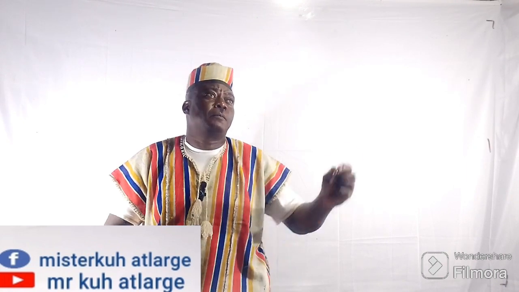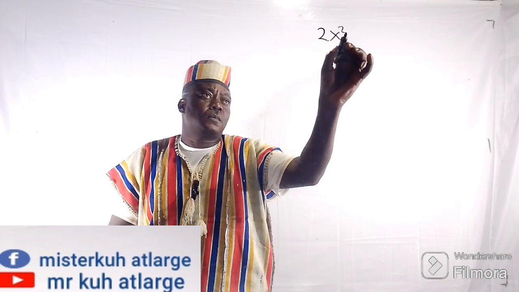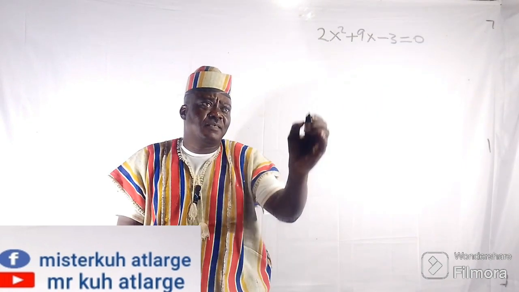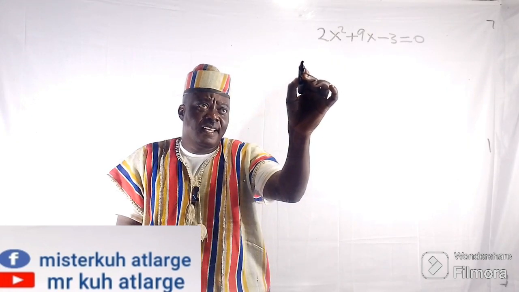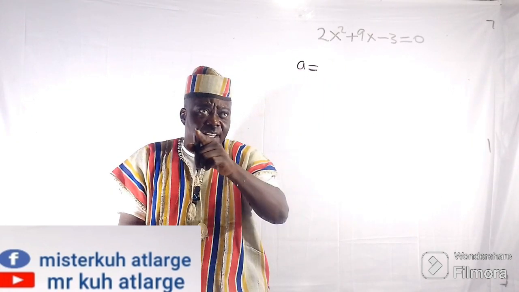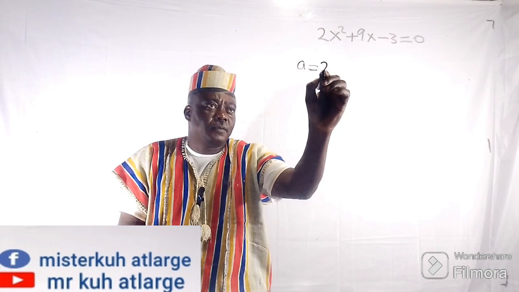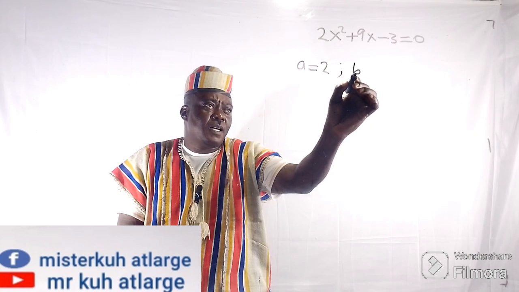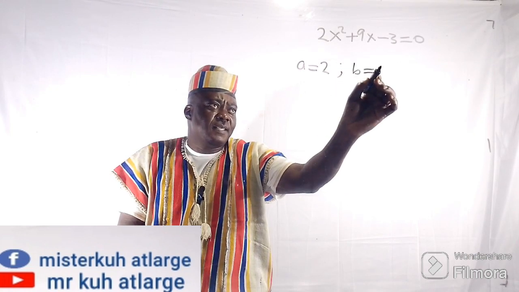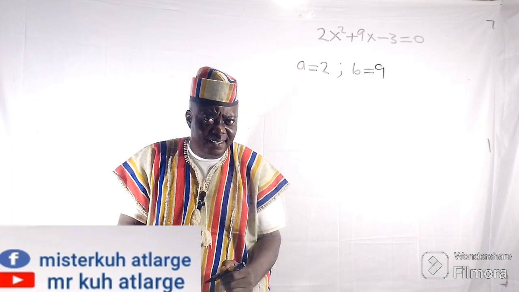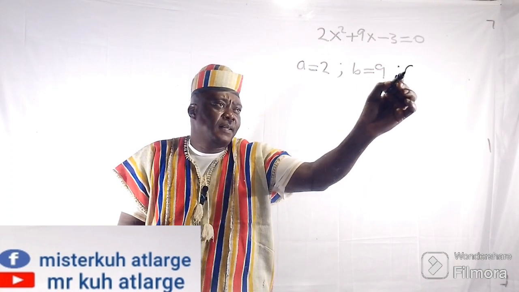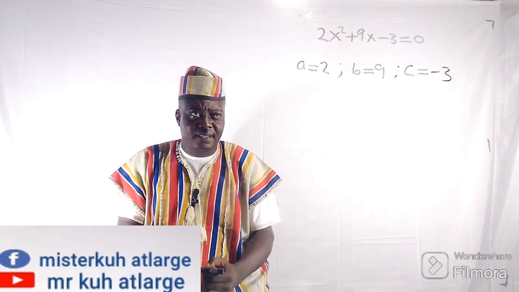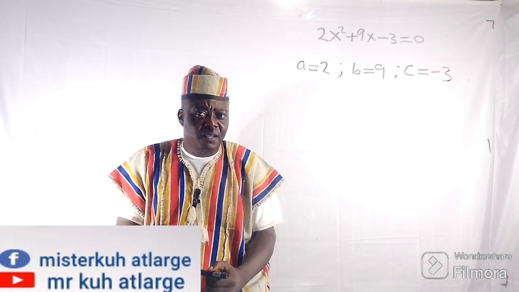Let's solve this one. Let us get the data now. From here, our a is 2. What is our b? Our b now is 9 and c is minus 3. What is the equation?